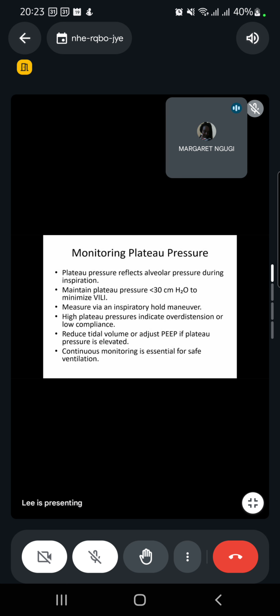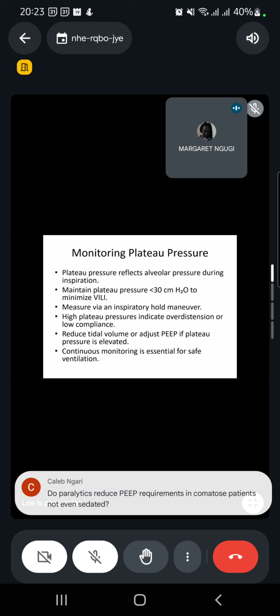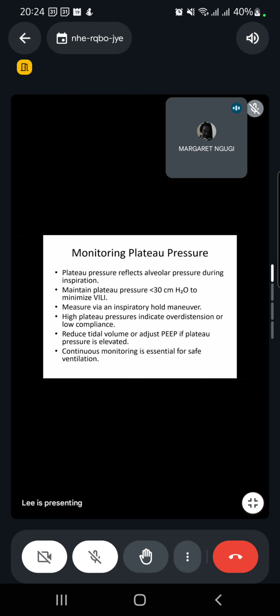So the plateau pressure has been discussed in the previous discussion. You want to maintain it below 30 centimeters of water to minimize the injury that you have discussed. High plateau pressures indicate over distension or low compliance. So you reduce your tidal volume or adjust PEEP if the plateau pressure is elevated. You check, is it your PEEP, is it your tidal volume? And continuous monitoring is essential for safe ventilation.